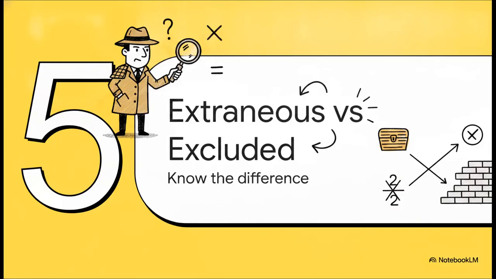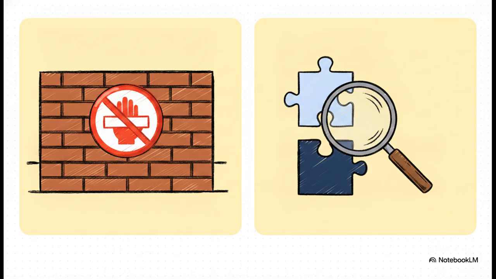Now for Section 5. Extraneous versus excluded values. Know the difference. Sometimes our algebra detective work turns up a suspect that isn't the true solution at all. We really need to distinguish between two types of fake answers. First, we have the excluded candidate. This is a value that was outlawed from the very start because it breaks the original domain, like our x cannot be 0 rule that causes division by 0.